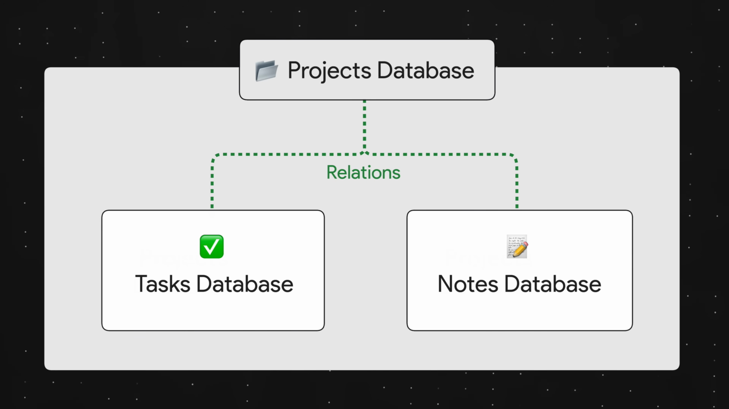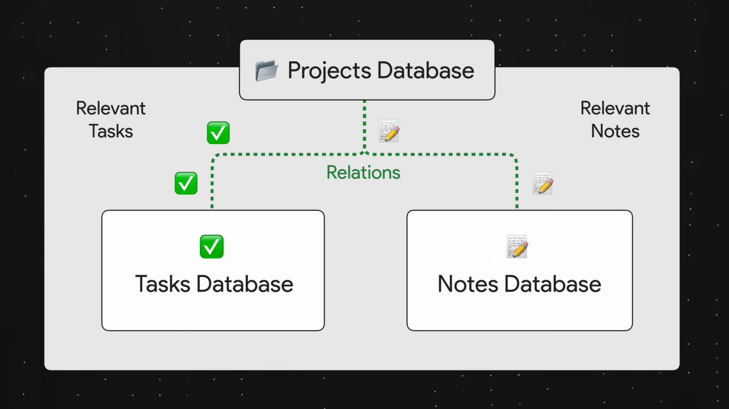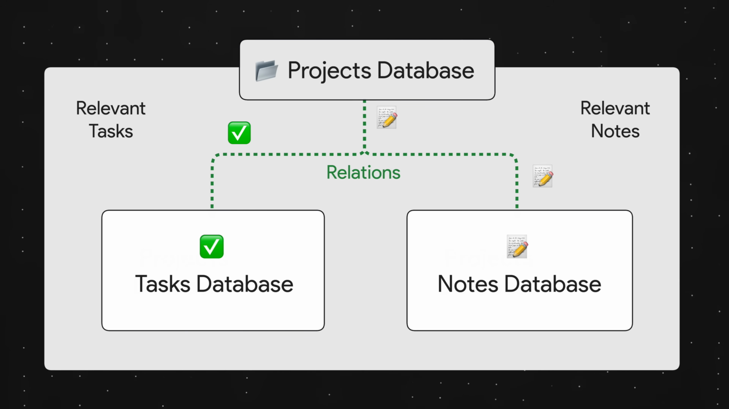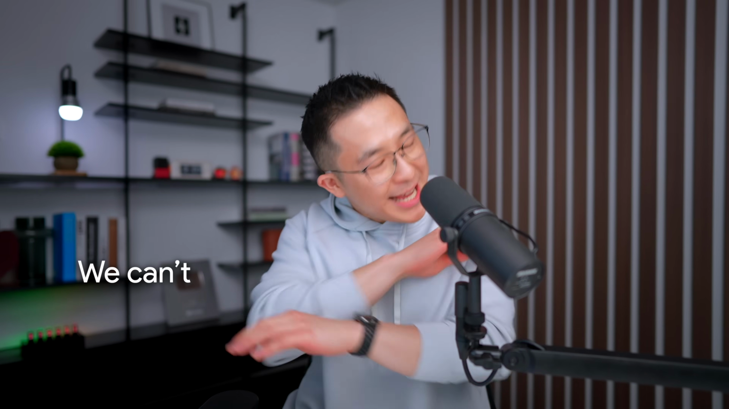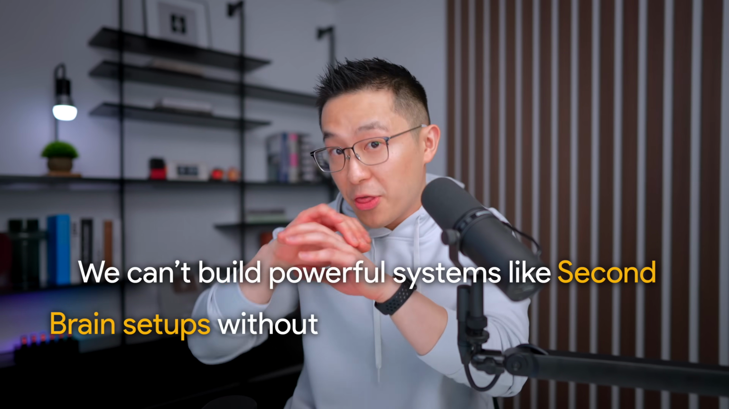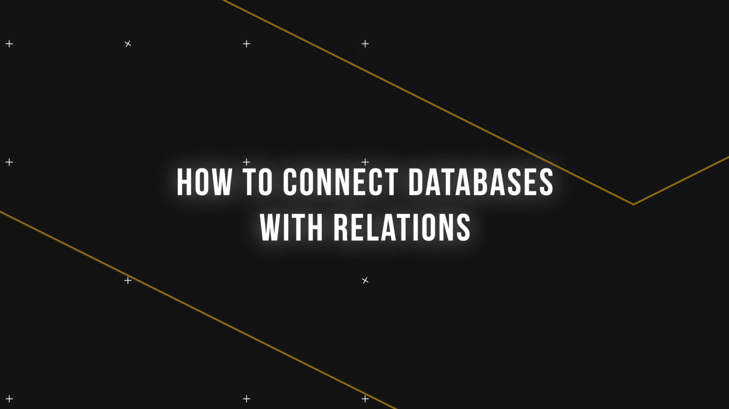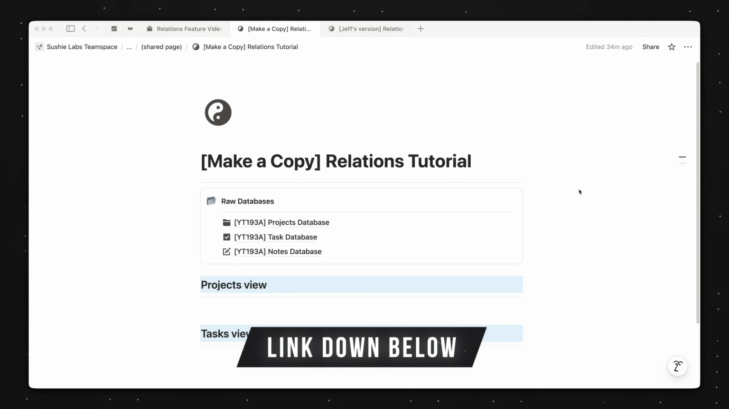This means that only the relevant information shows up when we need it, which is also how our brains naturally work. Put simply, we can't build powerful systems like second brain setups in Notion without mastering this feature first. But don't worry, it's actually super simple. We'll walk through this in 2 minutes. First, I've linked this entire template below so you can make a copy and follow along.